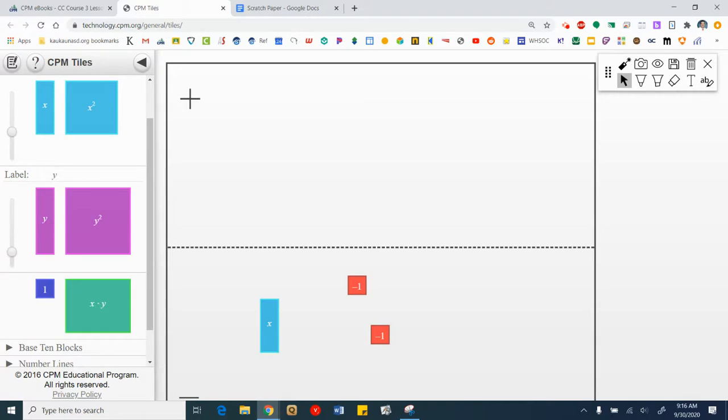And what is left over? Well, I have a minus a positive x and minus a negative 2. Let's go ahead and flip these. Taking away a positive x is the same as adding a negative x. Taking away a negative unit is the same as adding a positive unit. So what is left over? I have a negative x and a positive 2.